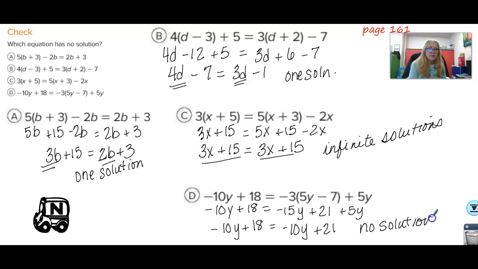We know it has no solution because the variable terms are identical. So that's always going to result in the same value. But on this side, we're adding 18 to the answer, and on this side, we're adding 21 to the answer. The right-hand side will always be 3 more than the left-hand side. There's no solution to this problem, and D is our answer.